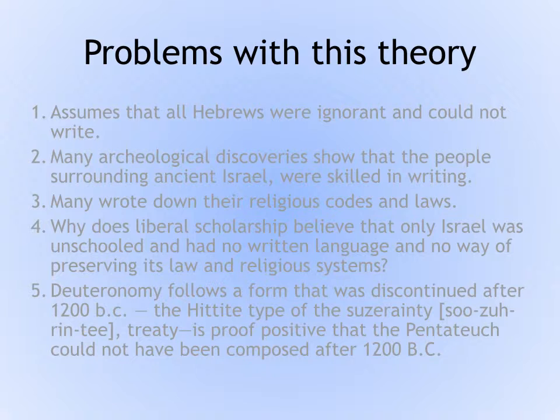And then Deuteronomy follows a form that was discontinued after 1200 BC. Now, remember, we're counting down: 1200 BC, 1100 BC, 1000 BC, 900 BC. 850 BC is when they say that the first documents were written, but Deuteronomy actually contains a form of a type of treaty. It was a Hittite type of treaty known as suzerainty, and the suzerainty treaty is proof positive that the Pentateuch could not have been composed after 1200 BC. This type of treaty ceased to be used, and we'll talk a little bit about what a suzerainty treaty is here in just a moment.